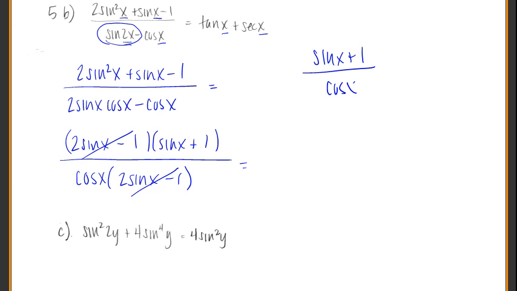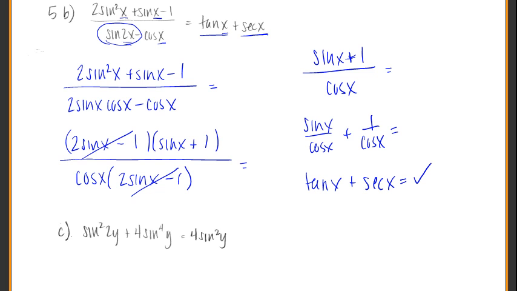Right now I have a fraction. My answer, though, has two terms. So in order to break this up so I can have two terms, I'm just going to split it: sine x over cosine x plus 1 over cosine x. Sine over cosine is tangent x. 1 over cosine is secant x. And we have our answer.